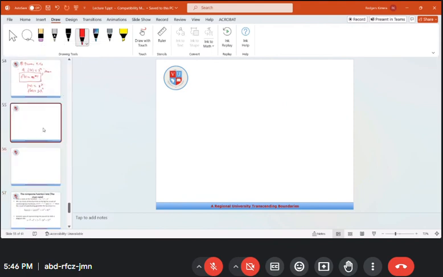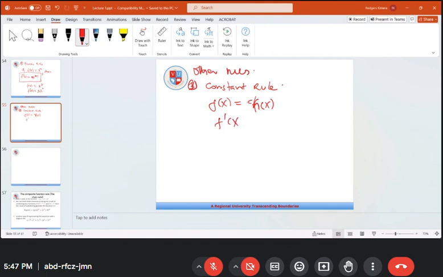We also have other rules. Number 3. This is the constant multiple rule, where we say that if f of x is c h of x, we don't care, f prime x will be c h prime x, meaning that the constant does not have any impact.